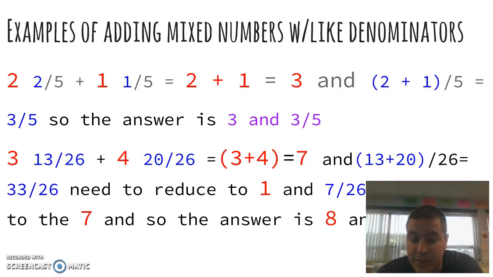Now, that's not your answer because that is just breaking down your fraction. You're going to take that whole number of 1 that you got when you reduced the fraction, and add that to the 7 from earlier. Remember the 3 plus 4 equals 7. You add that 1 to the 7, and you're going to get 8. So your answer then is 8 and 7 over 26.